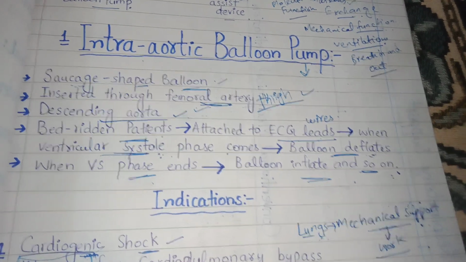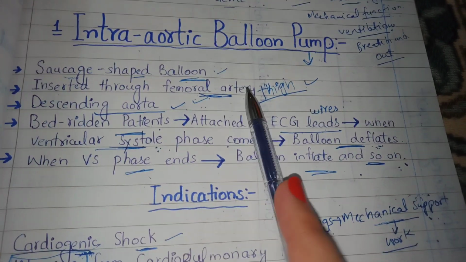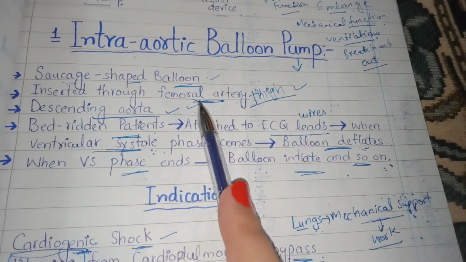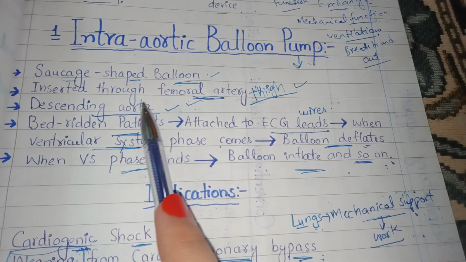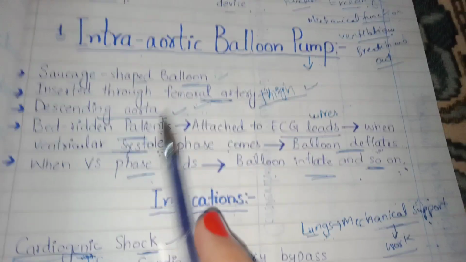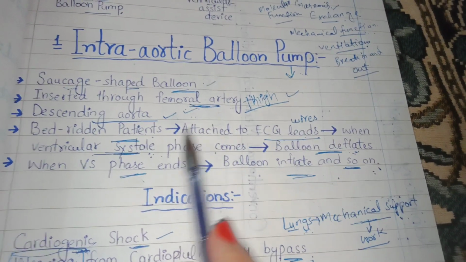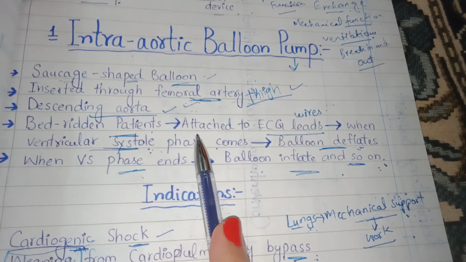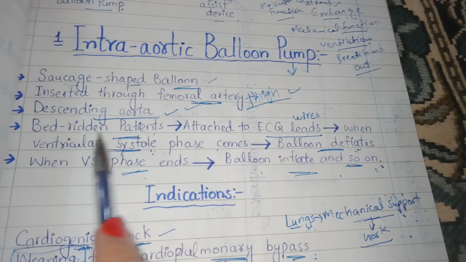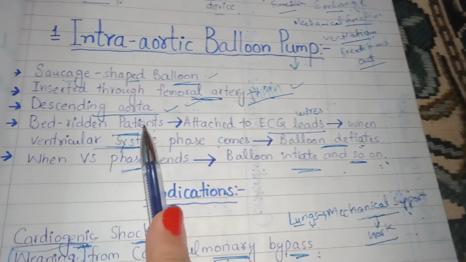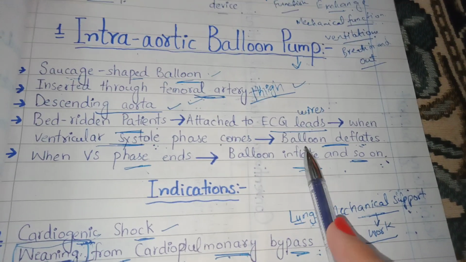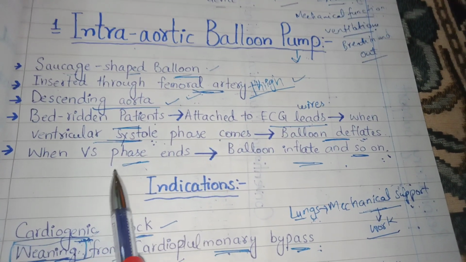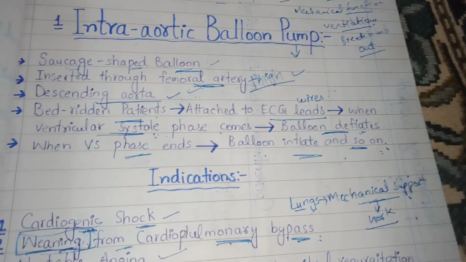Let me revise. Intra-aortic balloon pump is a sausage-shaped balloon. It is inserted through the femoral artery, means to the region of the thigh or leg, and then it is brought to the level of the descending aorta. Intra-aortic balloon pump is triggered by the ECG leads that are attached to the bedridden patients. When the ventricular systole phase comes during ECG, the balloon deflates, and when the ventricular systole phase ends, the balloon inflates.